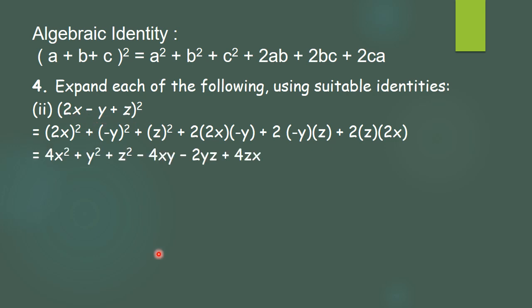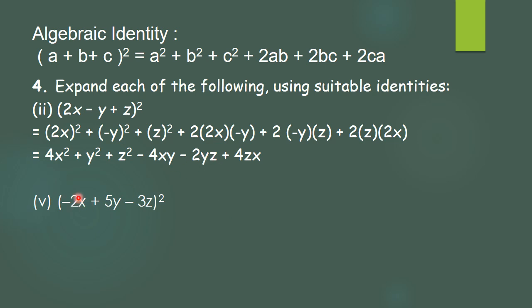Now when we simplify, (2x) square is 4x square. This will be (-y) the whole square, which will be y square, and this is z square. Here plus into minus, so it will be minus 2 2s are 4xy. Here again minus 2yz and plus 4zx.